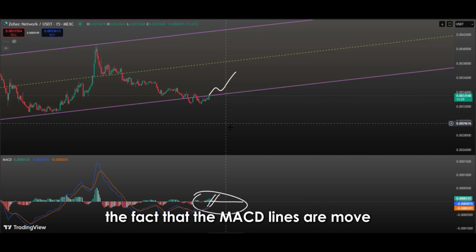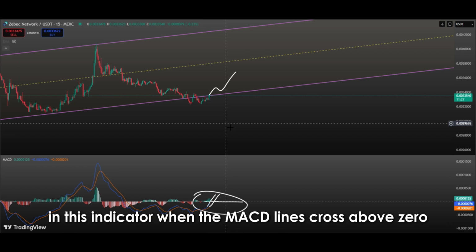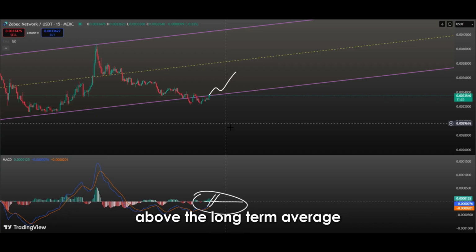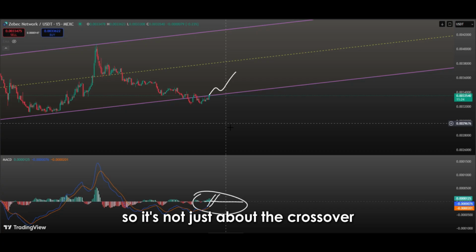The fact that the MACD lines are moving toward the zero line also carries additional significance. The zero level is considered a sort of reference line in this indicator. When the MACD lines cross above zero, it shows that the short-term average has moved above the long-term average. This signals a trend reversal, confirming that a bullish rather than a bearish trend is now in place. So it's not just about the crossover, but also the move above the zero line, which provides clear insight into the strength of the trend.